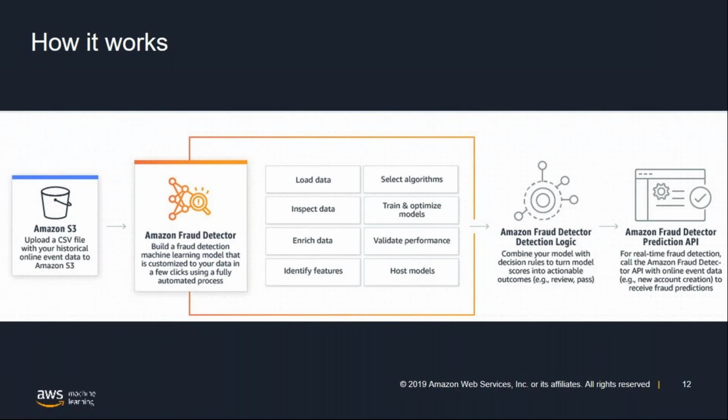You take your model at that point and you add it to a detector and you combine it with rules. You can think of a detector as a container that holds any models and rules you want to use to evaluate an event. Once you're happy with your detector logic, you can then publish that detector and use the fraud detector prediction API to send new events to get scored using your custom detection logic.